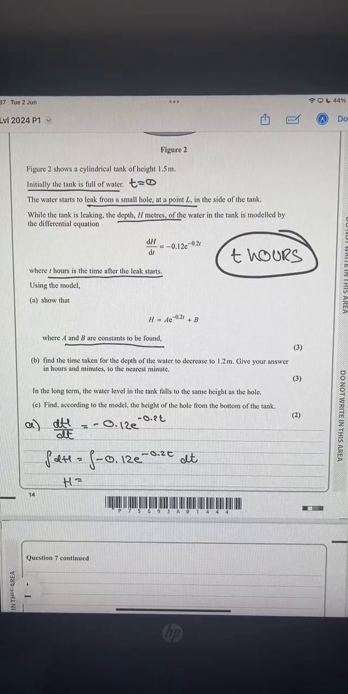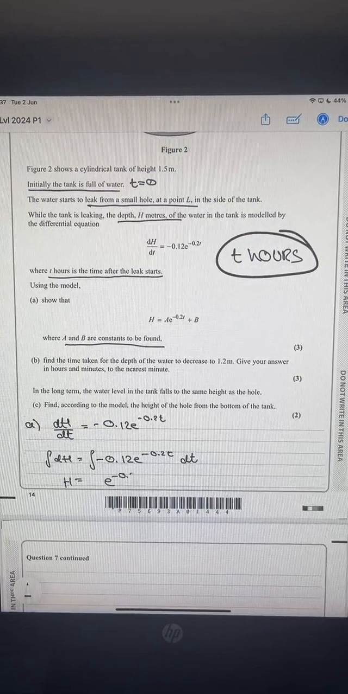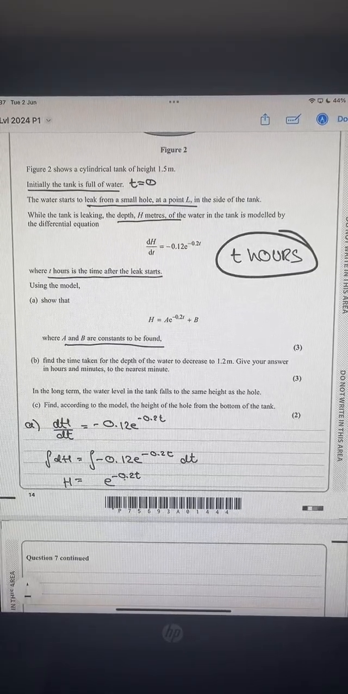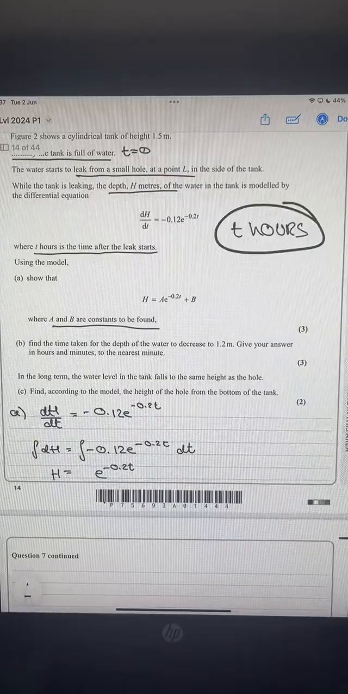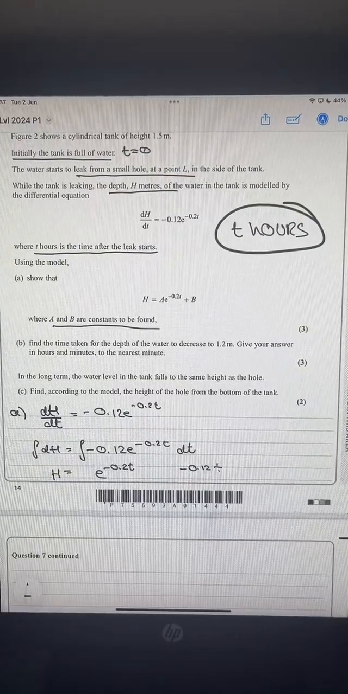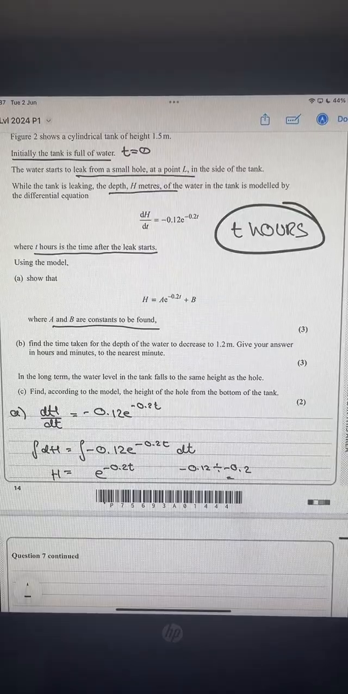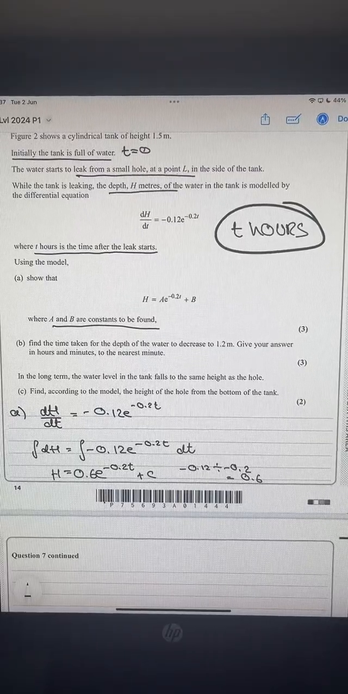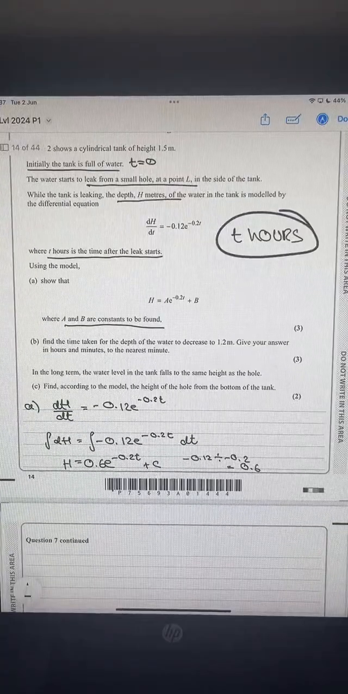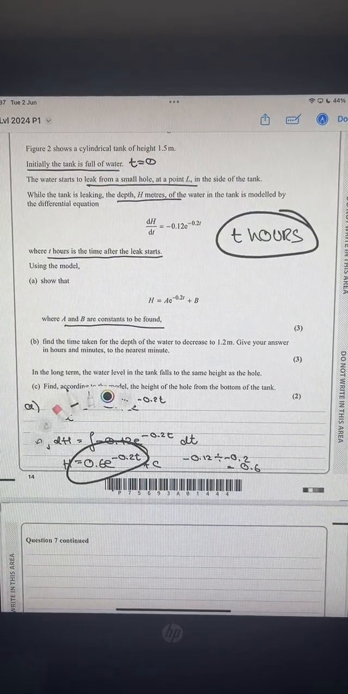And if you integrate this with an exponential, the exponential part stays the same, so e to the minus 0.2t, and you divide minus 0.12 by your coefficient of t. So minus 0.12, I'll just write it out on the side so it's clear, divided by minus 0.2, and that gives me 0.6. So 0.6 e to the minus 0.2t plus c. Why? Because it's an indefinite integral. So we have this as your equation, h equals 0.6 e to the minus 0.2 t plus c, and you can check if you've integrated correctly by just differentiating it.